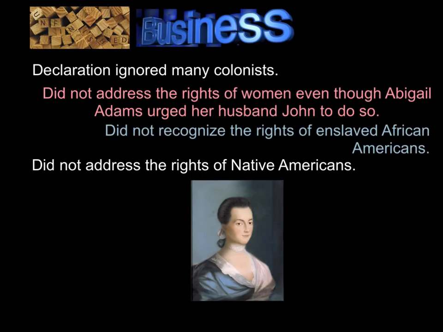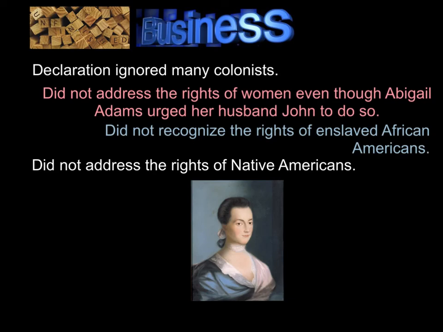So this great document, the Declaration of Independence, as great as it was, it did leave out some groups. It ignored some of the colonists. The first group were women. It did not address the rights of women, even though Abigail Adams, the wife of future President John Adams, urged her husband, because he was one of the helpers of the Declaration, to include women in the Declaration. That did not happen.